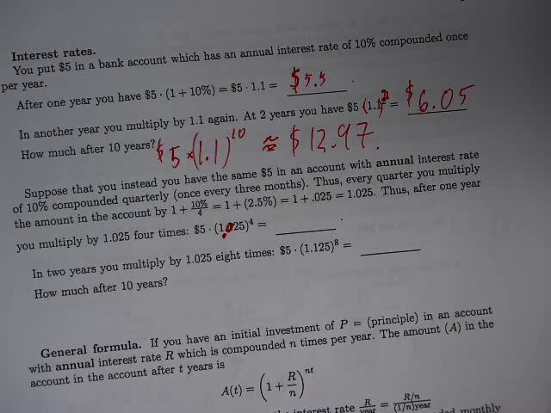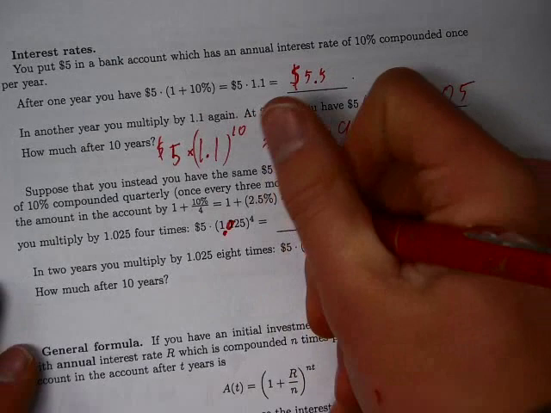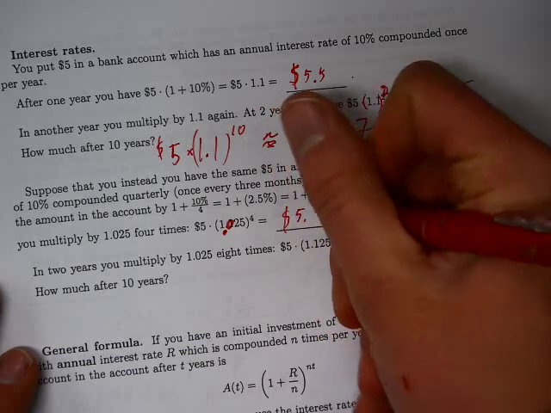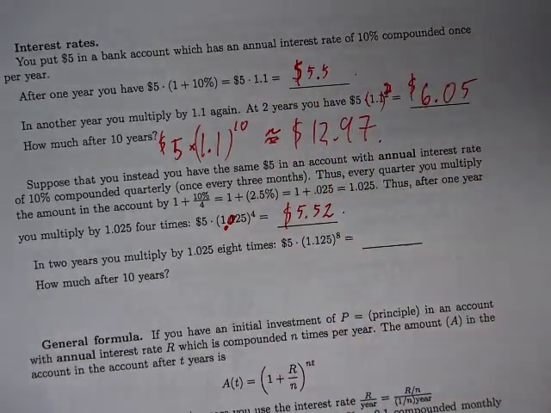1.025 raised to the 4th power. Got about $5.52. So here's the payoff, here's a takeaway from this. If you have 2 different accounts that have the same advertised interest rate, but one of them compounds more frequently, it's marginally better. Right? 552 isn't much better than 550, but it is better.